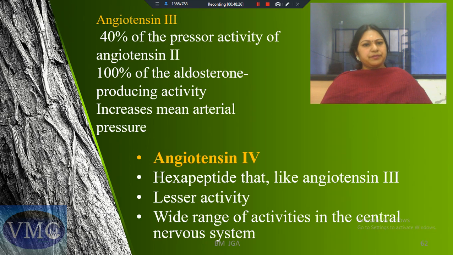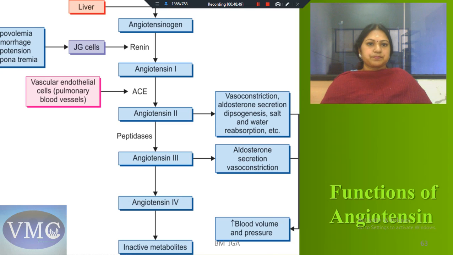So we will have a brief idea about angiotensin 3 and 4. Angiotensin 3 has 40% of the pressor activity of angiotensin 2, and 100% of the aldosterone producing activity, and increases mean arterial pressure. Angiotensin 4 is a hexapeptide like angiotensin 3 and it has lesser activity and a wide range of activities in the CNS. So we knew the functions of angiotensin 1, angiotensin 2, angiotensin 3: aldosterone secretion, vasoconstriction. Angiotensin 4 is very important for CNS activities. Then it is converted into an inactive metabolite and excreted out.